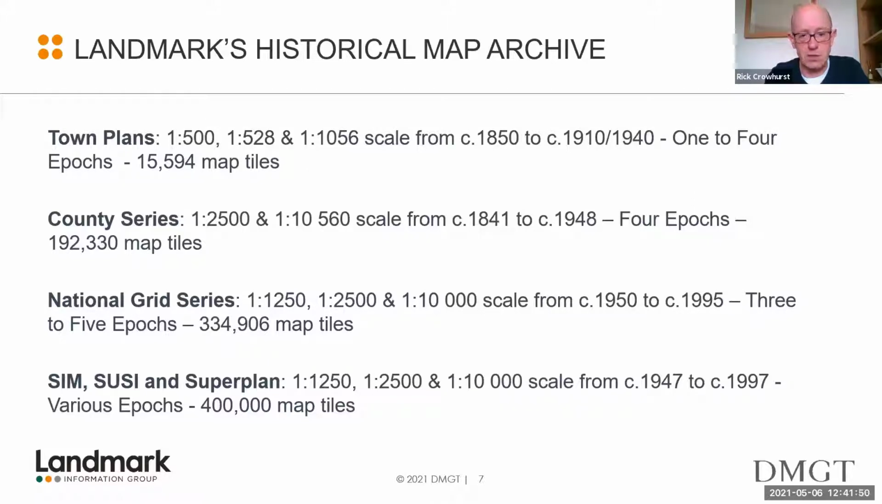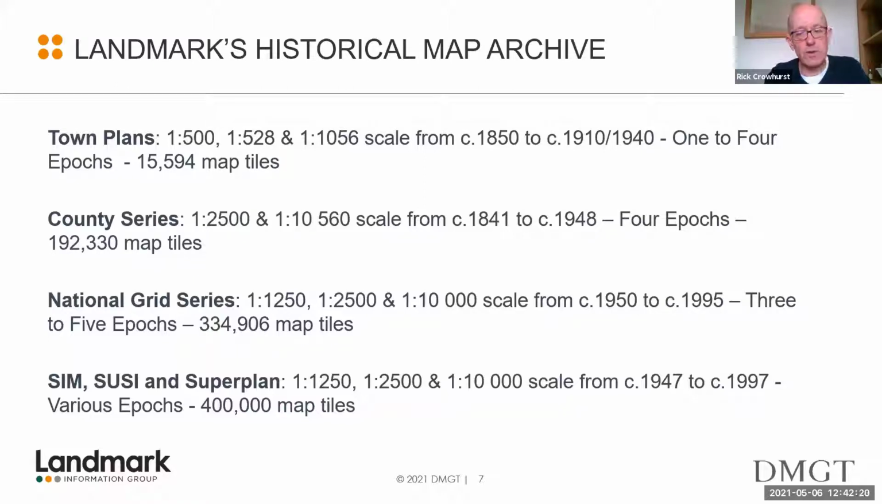But as we say, National Grid series, that's more maps, but you have many smaller maps, which is the reason why there's about 340,000 maps in that archive, where there's just shy of 200,000 maps in the pre-war archive. We have added, as we say, over time, as OS have allowed us to release more recent maps, more microfiche working maps, which are the SIM, SUSI and Superplan.